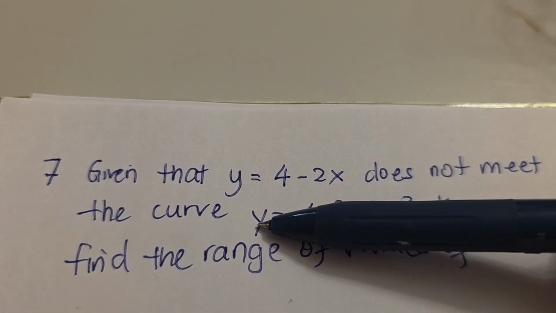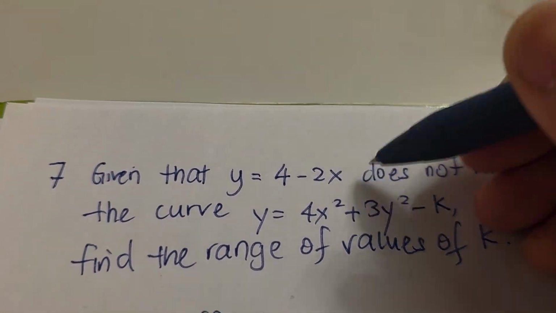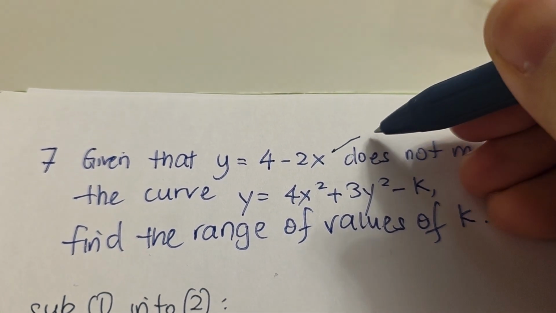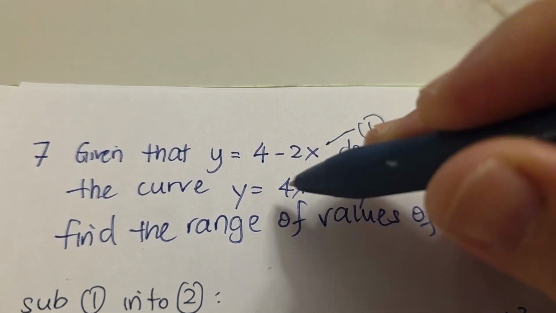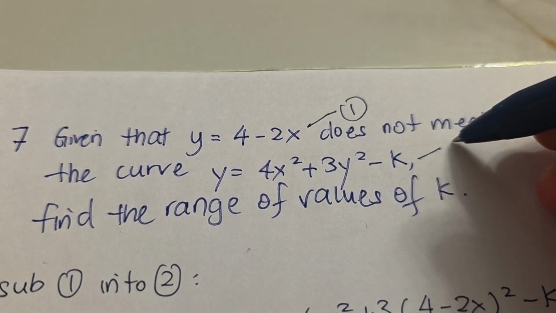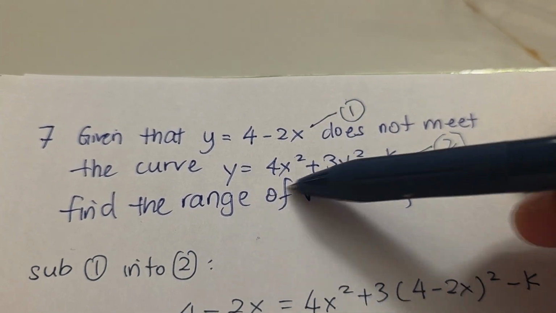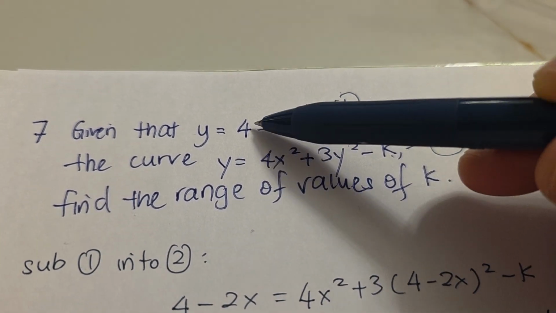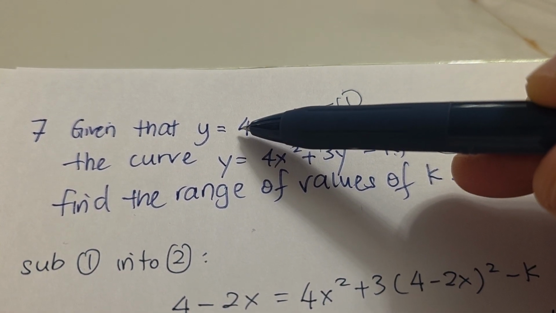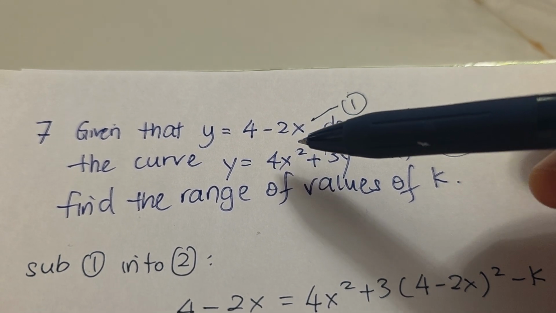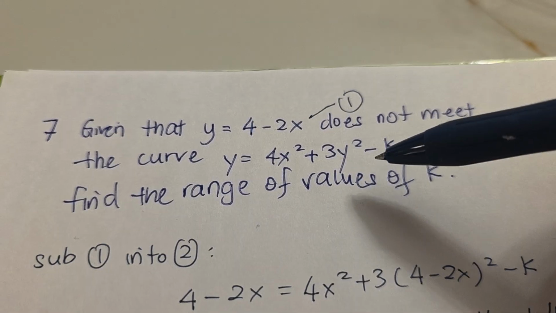I don't want to copy again. You notice I didn't copy again, I don't waste time. I simply write this in my exam script, call this 1, call this 2, then I say sub 1 into 2. That will save me the time of copying this, and I prevent myself from so-called transfer error, just in case I copy wrongly.